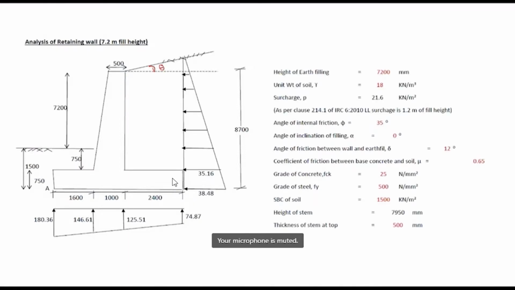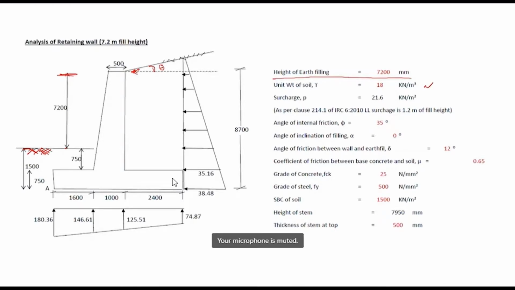So this is the given height of earth filling. This is the height of earth filling from the ground level. Here is this one, and the ground level at this point is this one. So this is the height of fill, 7200 mm. This is the unit weight of soil.